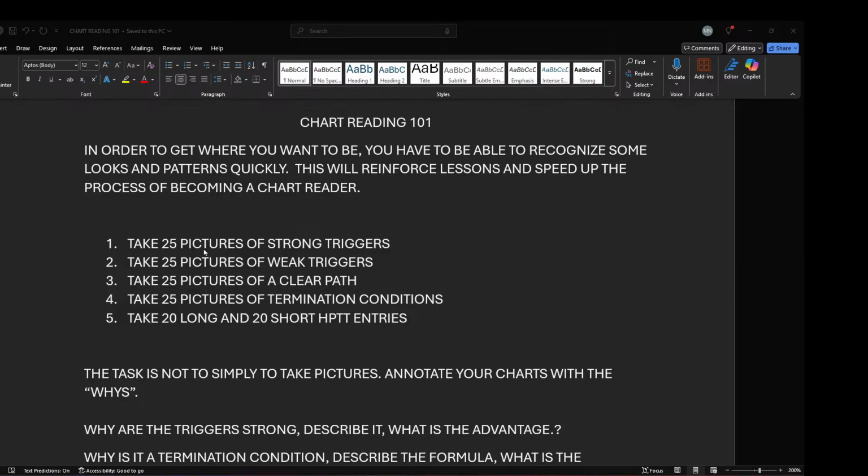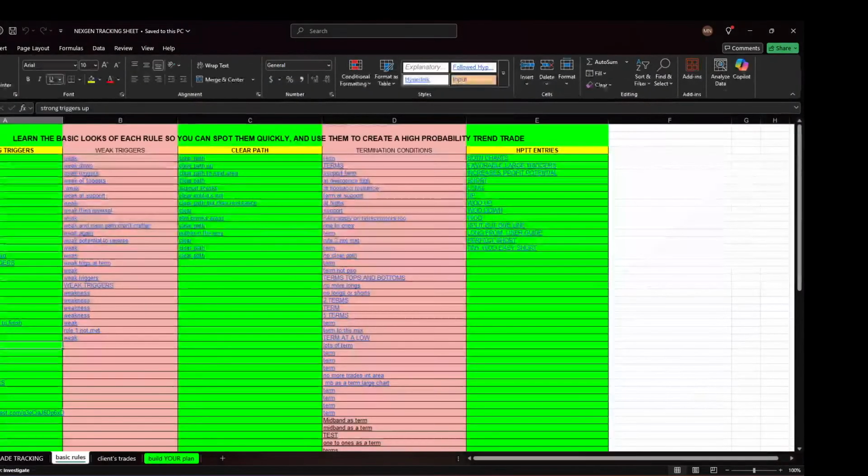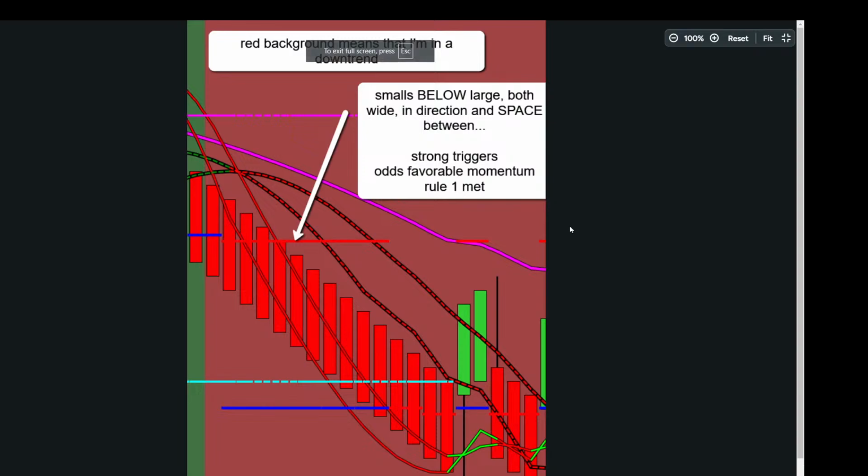So take 25 pictures each. Strong triggers, weak triggers, clear path, termination, and those entries. But here's the deal, and this is the effective part. And guys, I've been teaching people to do stuff for a long time. And writing down the correlation. Why is it? So this is kind of what your pictures need to look like.